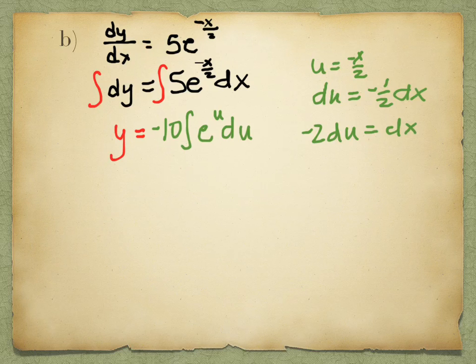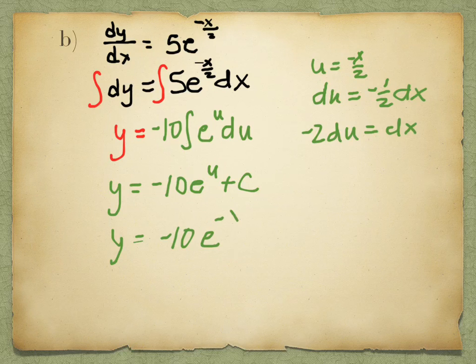u du. I like e's. Do you like e's? Sure. Who doesn't like an e? All right, what's the antiderivative of e to the u? E to the u. Plus c. Plus c. And then my u has a different name. It's called negative x over 2.